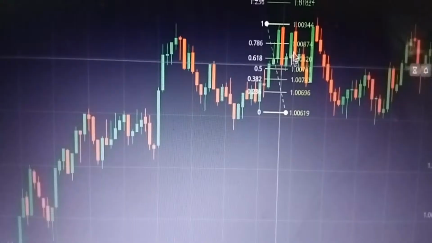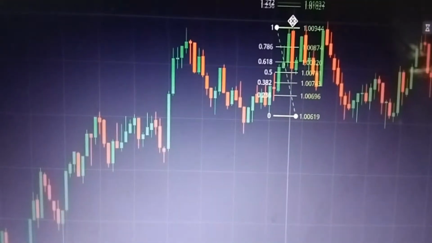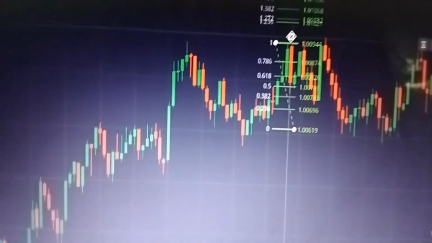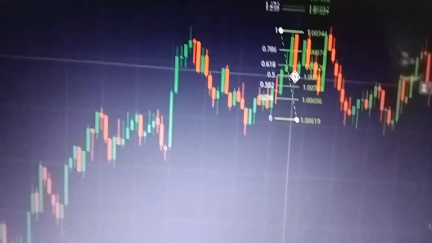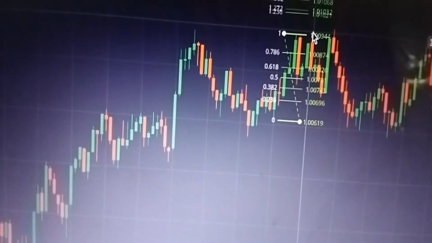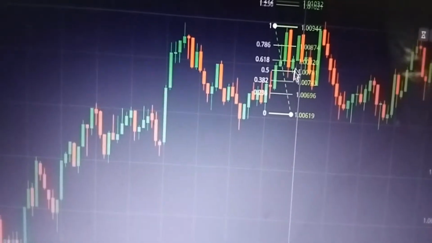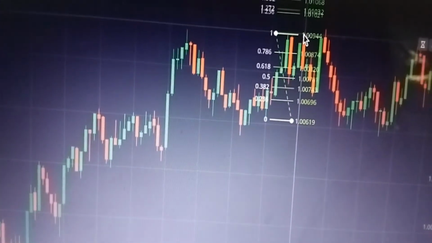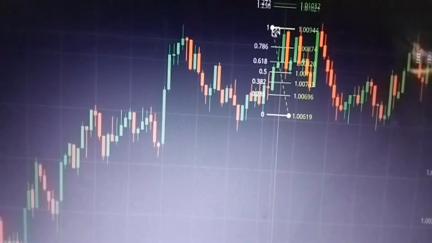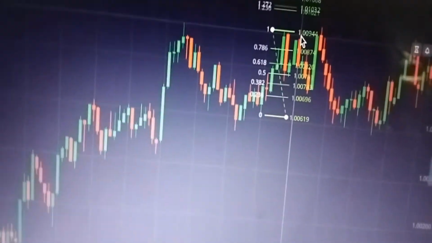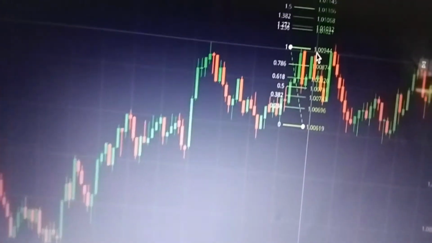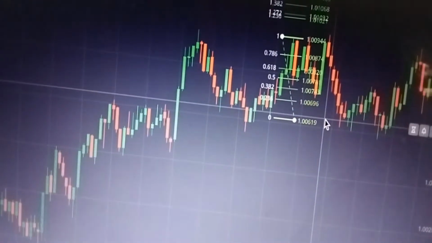So price kept pressing higher, took out the high. We have a swing low and the high is taken. This swing low is responsible for taking out this high. So we have a new thing here. Possibly we are moving to the downside, okay?